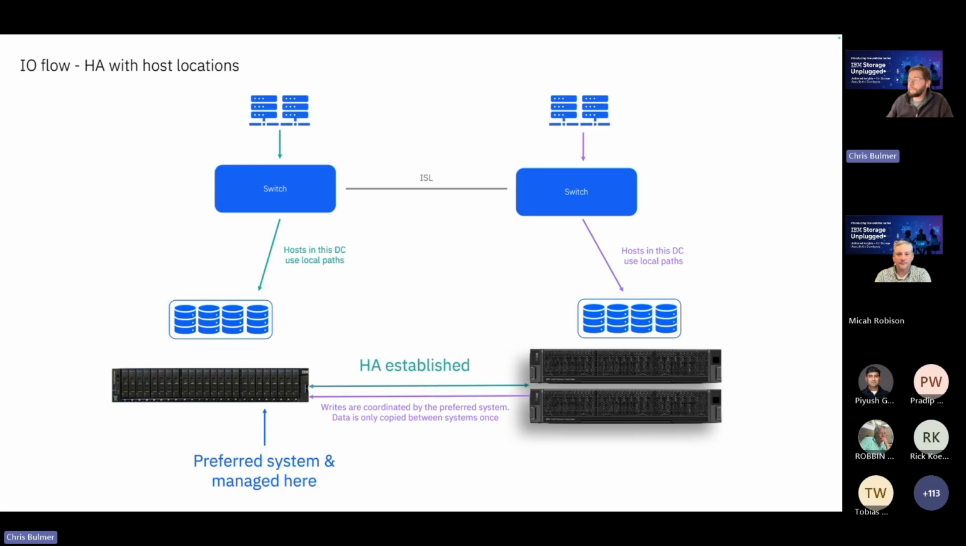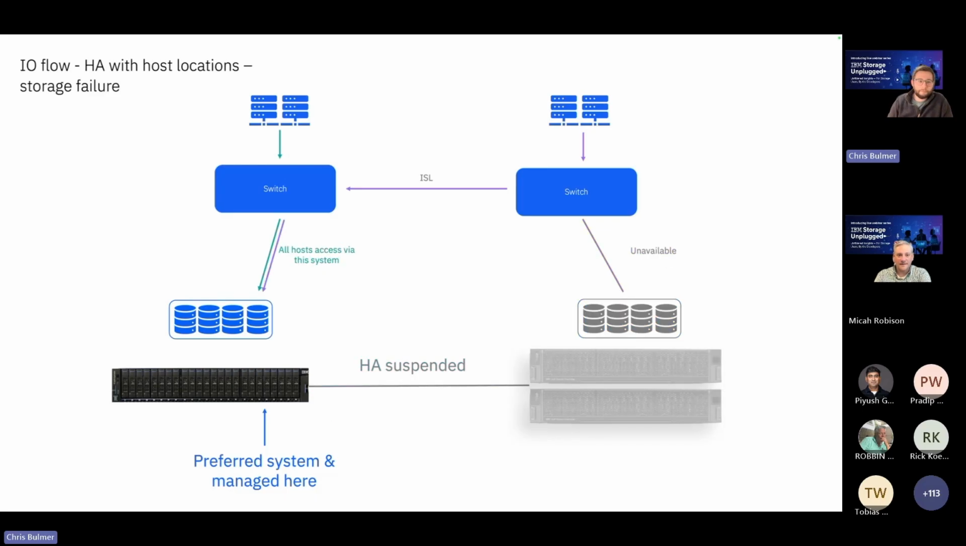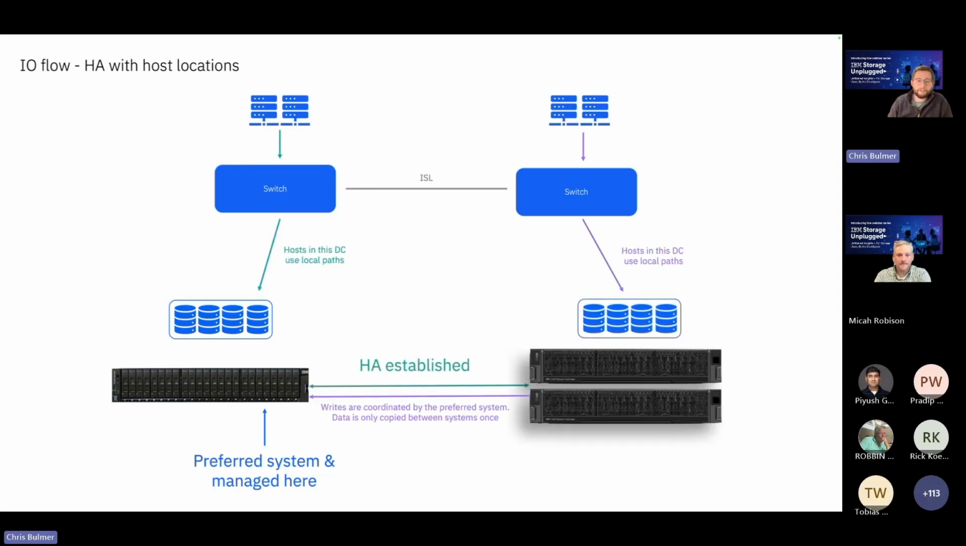And if we have a disaster, then of course, if there's no accessible copy on the local data center, it has to cross the ISL. But as soon as it's fully re-established, the path will reappear on that right-hand side system, and it will go back to using the paths to that particular array.